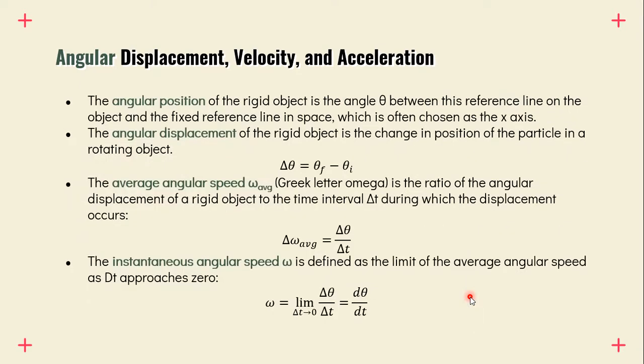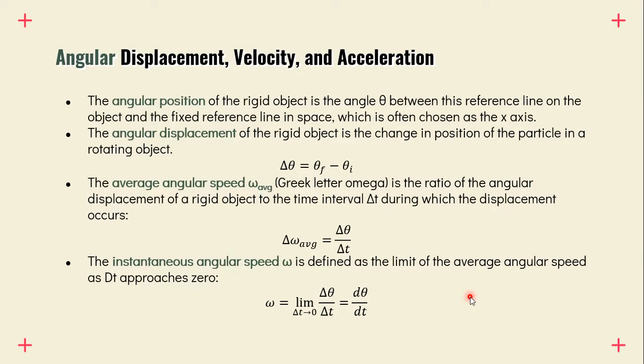The angular position of the rigid object is the angle theta between the reference line on the object and the fixed reference line in space, which is often chosen as the x-axis. By convention, our reference line is always the positive x-axis, and we measure in a counterclockwise direction. If we measure in a clockwise direction, the angle will be negative. The angular displacement of the rigid object is the change in position of the particle in a rotating object, which is equal to theta f minus theta i.